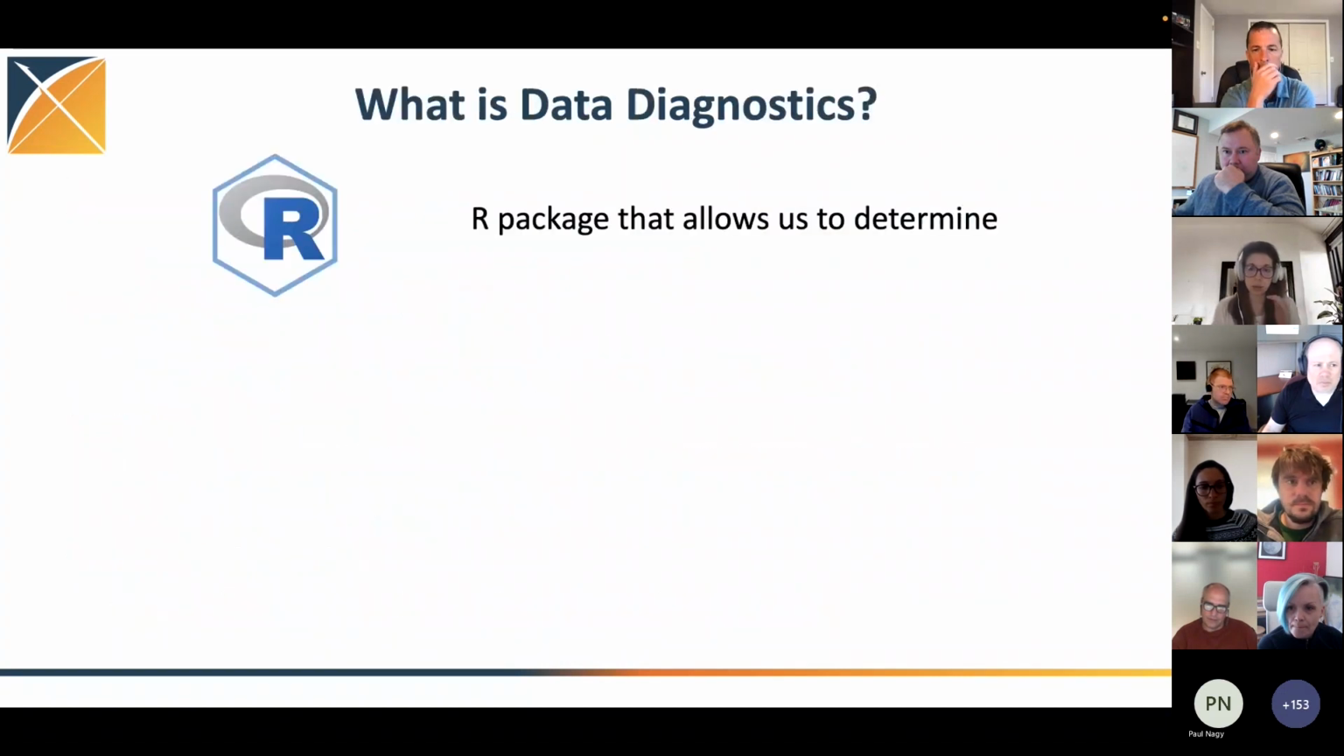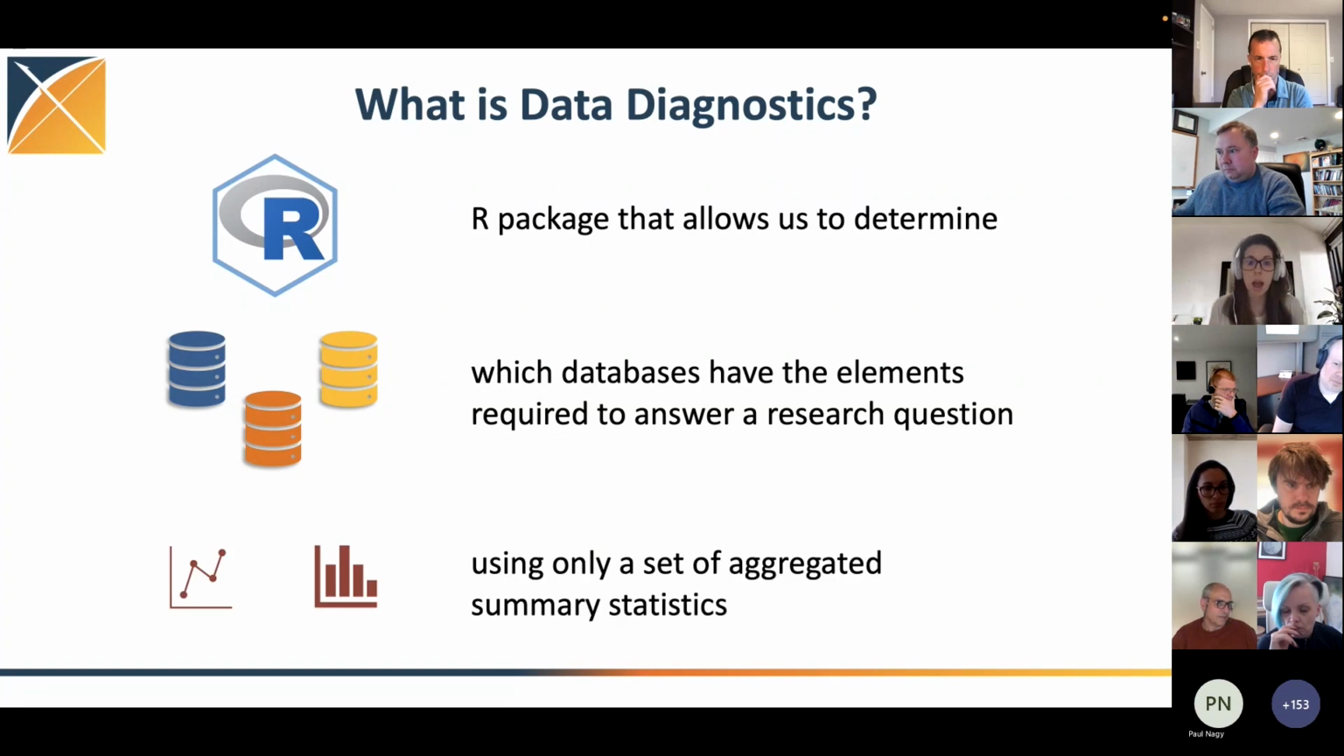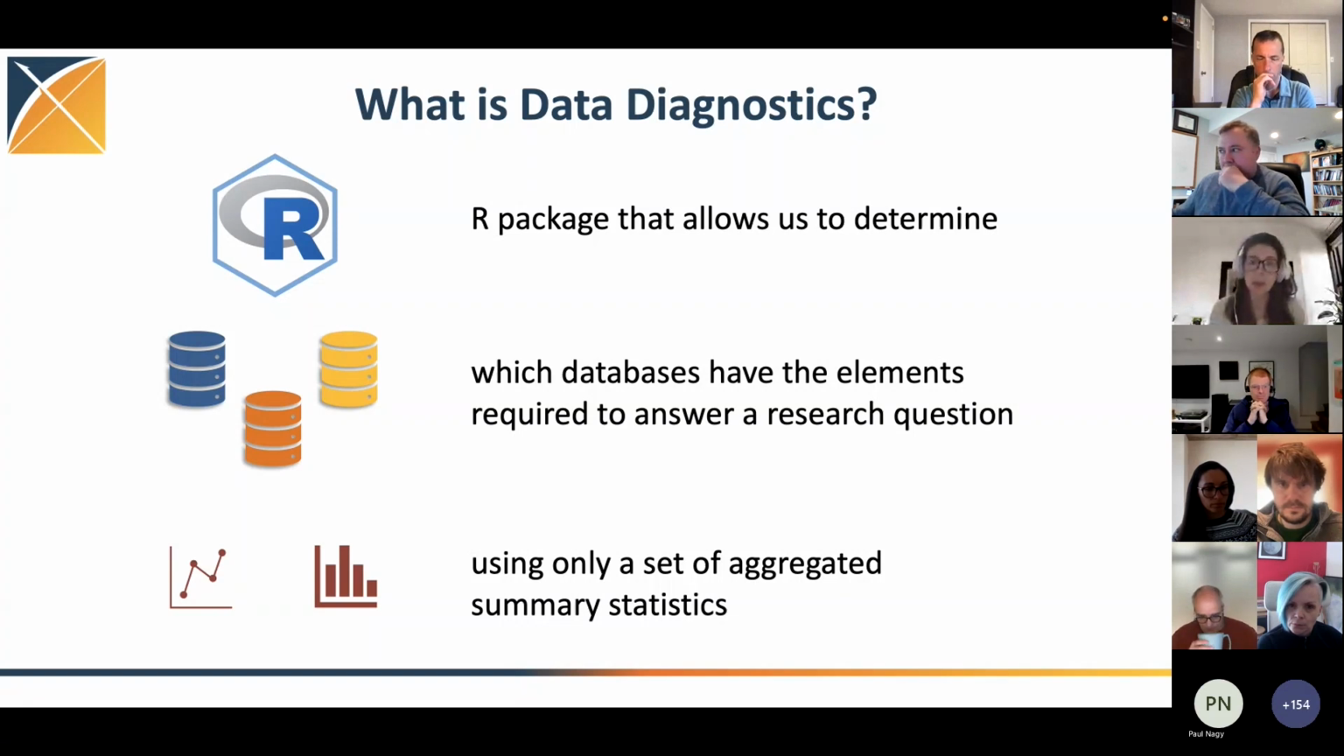So what is data diagnostics? We've been talking about this a lot, and I've been throwing this term out a lot. But what it is, it's a very lightweight, simple R package that allows us to determine which databases have the elements required to answer a research question using only a set of aggregated summary statistics. And that bottom piece is really key because what we're going to be asking you to do is send to the Odyssey Coordinating Center the set of aggregated summary statistics, because then we can determine just from that set of statistics which databases have the elements required to answer a research question.